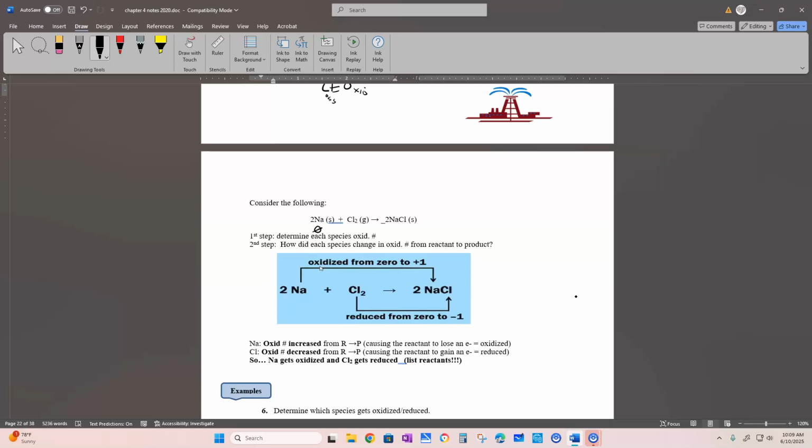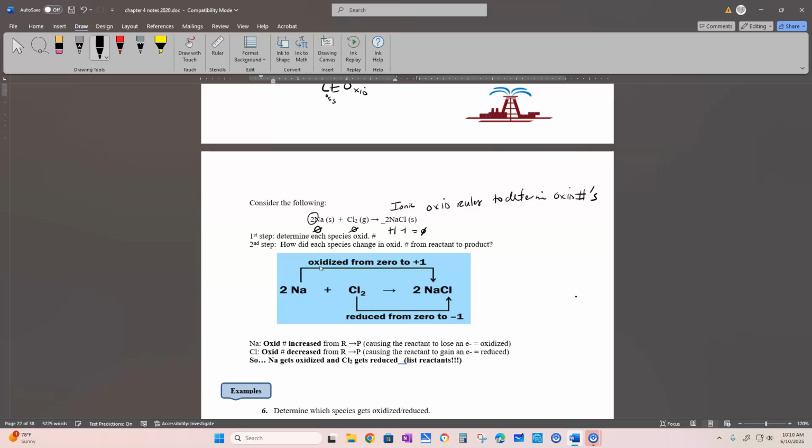Chlorine neutral by itself is 0. But then I have an ionic compound, so I have to use oxidation rules to determine the oxidation numbers. Sodium is group 1, so +1. Chlorine, -1, because it's got to equal 0.